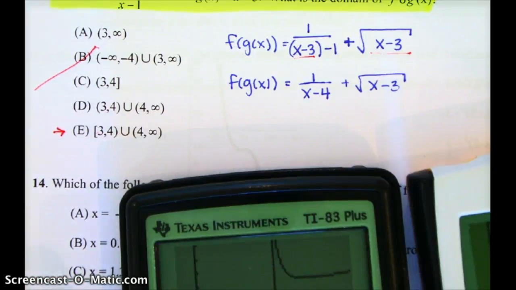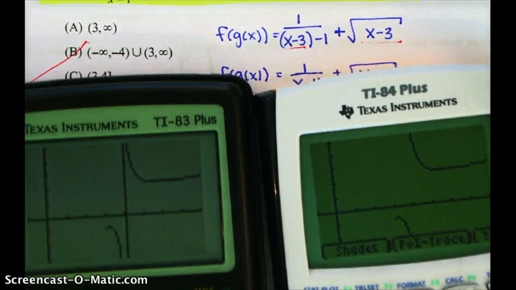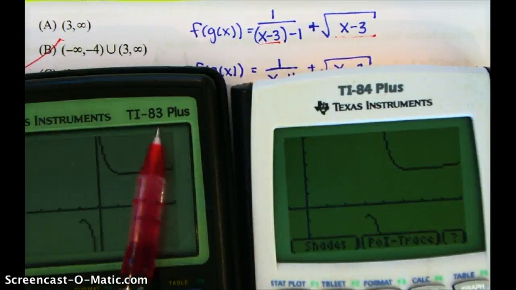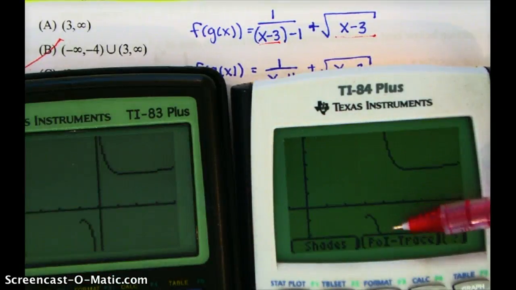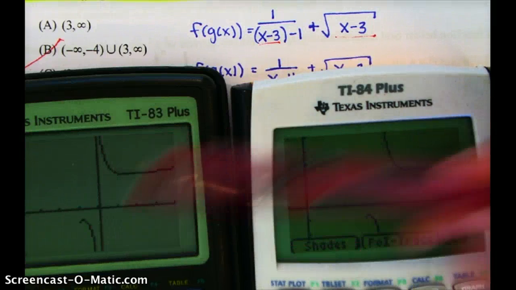Now, we should check a little more than that before we go with E. So going back to the graphs, the next thing I notice is that there's something weird going on at 4. And the TI-83 shows me a straight up and down line. The TI-84 doesn't show me anything. And that's because graphing calculators really are not very good at handling asymptotes. And you may have guessed by now that this function has an asymptote at 4.